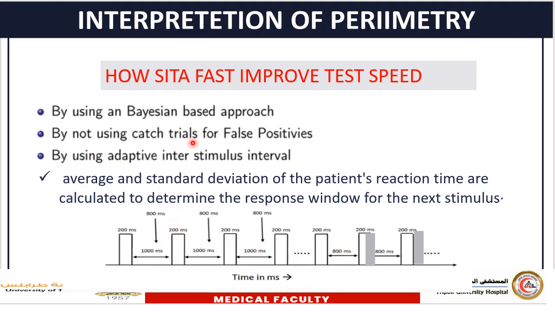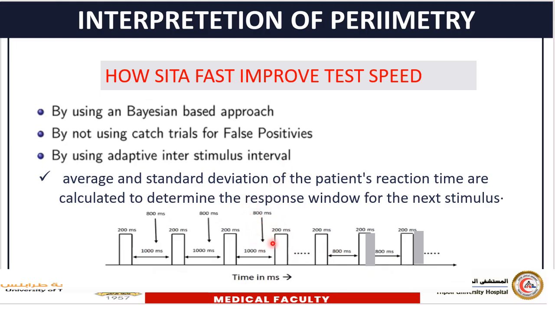Now, for these false positive catch trials, the false positive means what? That there is no light presented to the patient, only the sound is presented to the patient, and the patient will press as if he has seen the light. That's the false positive. That's usually seen in the full thresholding technique. Now, in the CETA standard, instead of this way, it works according to the reaction time of the patients.